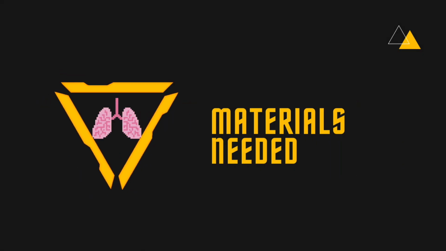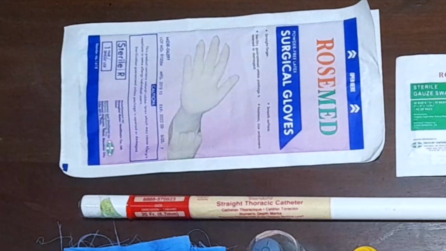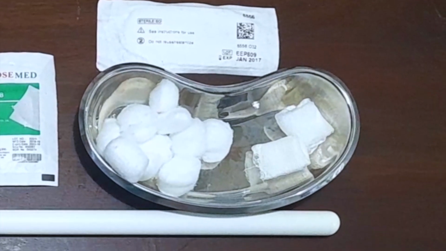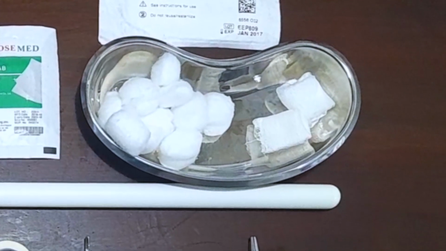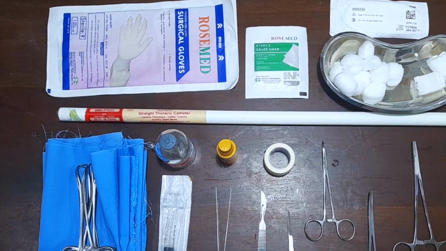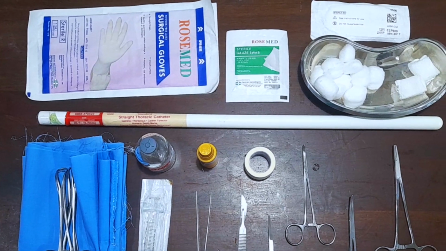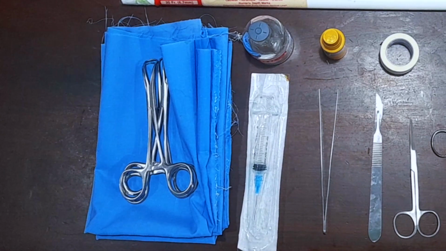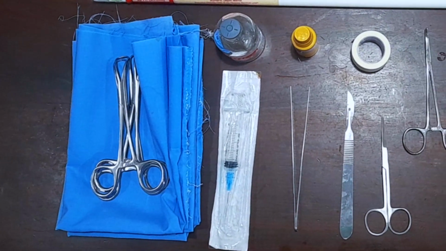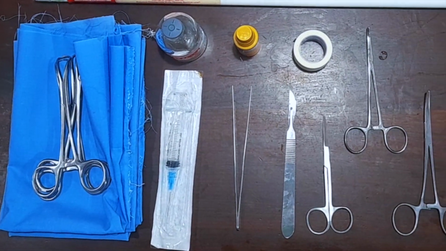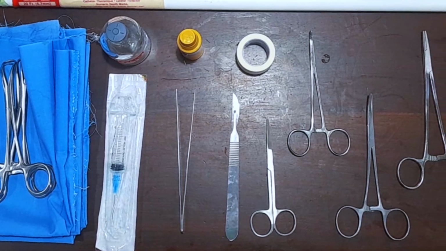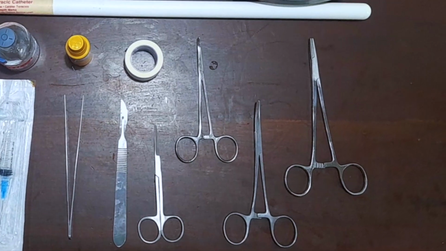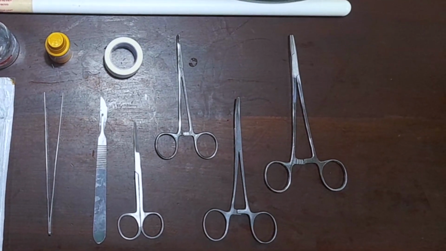Materials needed: sterile gloves, sterile gauze, silk zero suture, cotton balls, vaselinized gauze, chest tube 28 to 32 F for adults, 10 to 28 F for children, drapes and towel clips, lidocaine and syringe, pickup forceps, povidone iodine, scalpel, plaster, iris scissors, curved Kelly forceps, and needle holder.